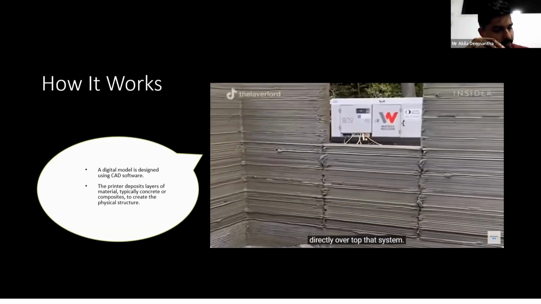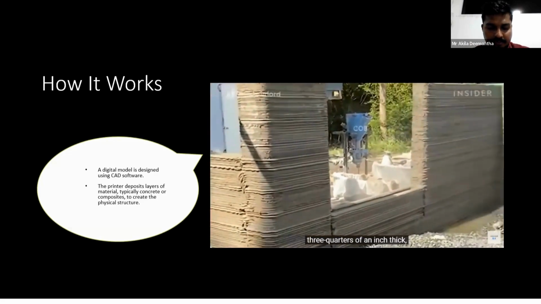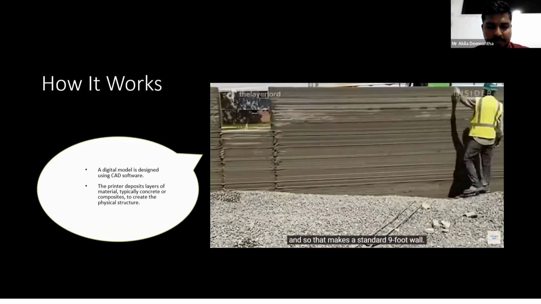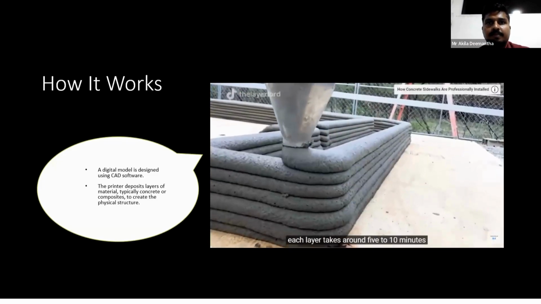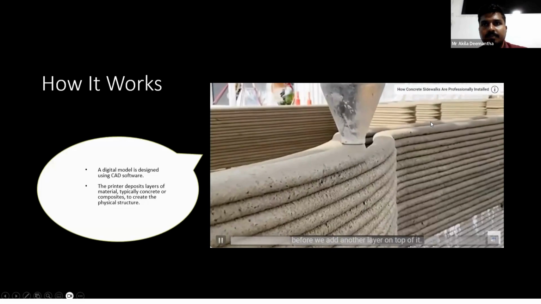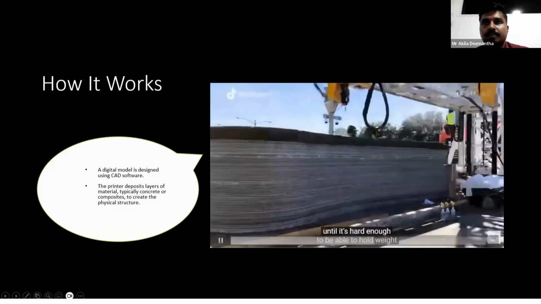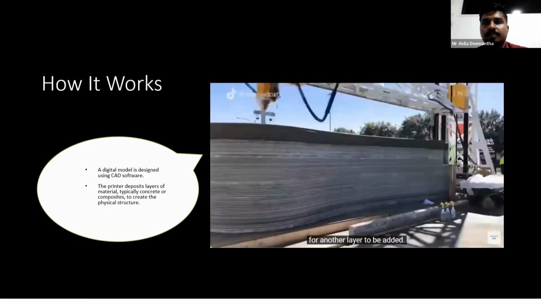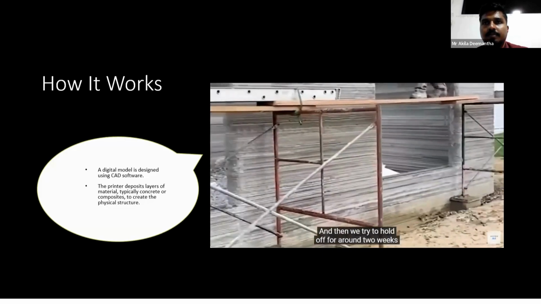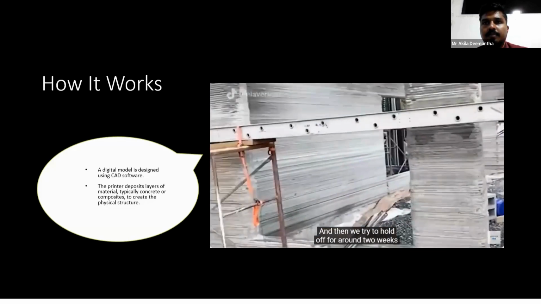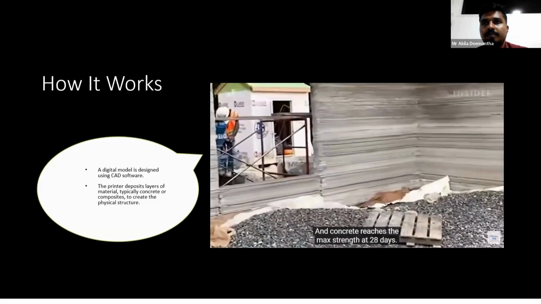Each house consists of around 150 layers. Each layer is approximately 3/4 of an inch thick, and so that makes a standard 9-foot wall. Based on our current mix design, each layer takes around 5 to 10 minutes before we add another layer on top of it. So that's the layer set time until it's hard enough to be able to hold weight for another layer to be added. And then we try to hold off for around 2 weeks before any large load-bearing weight, such as a roof system, is added, and concrete reaches its max strength at 28 days.